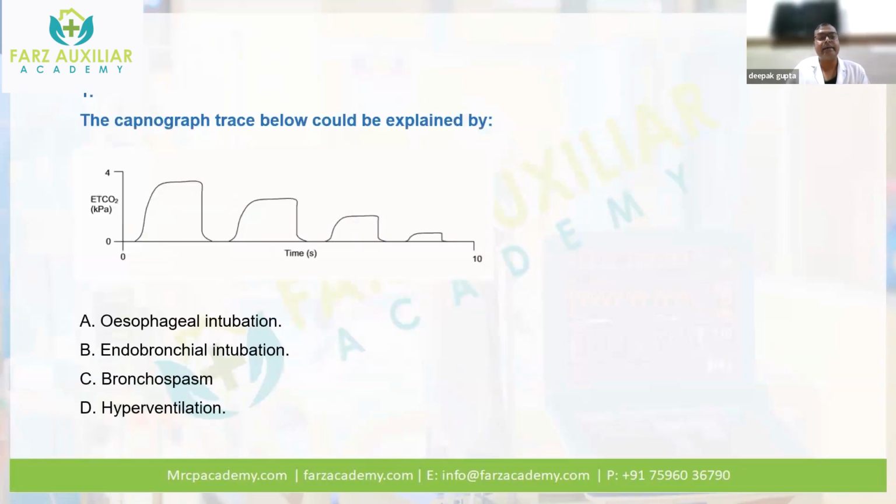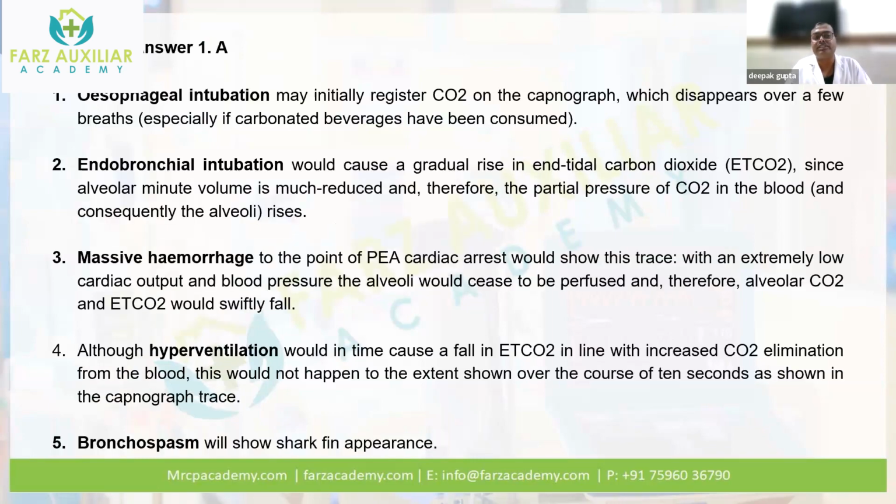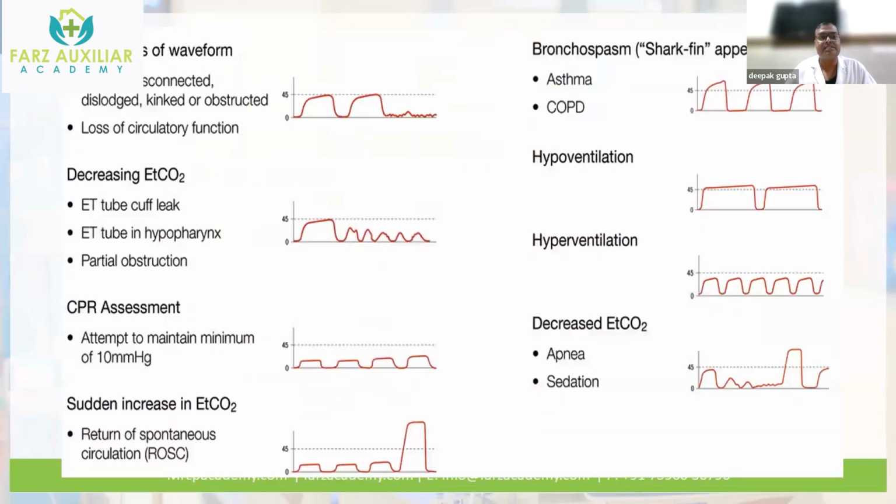This is A. This is a capnographic trace of an esophageal intubation. What happens in esophageal intubation? Initially, CO2 is registered on the capnograph, which disappears over a few breaths. In endobronchial intubation, there is a gradual rise in EtCO2 since the alveolar minute ventilation is much reduced and therefore the partial pressure of CO2 in the blood rises. Other waveforms we will see in just one slide and then discuss.